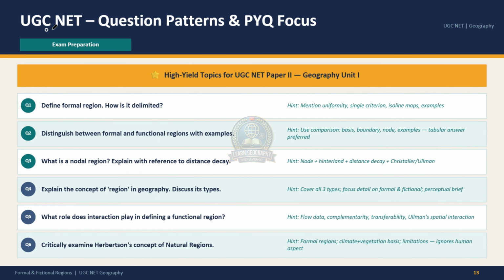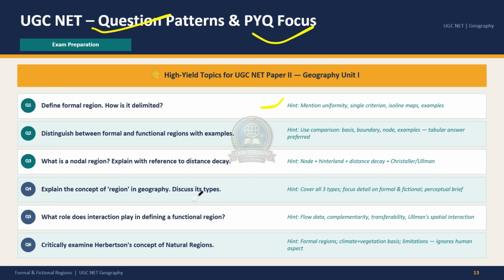Okay, some UGC NET questions, patterns and PYQ focus. Define formal region, how is it delimited? Mention uniformity, single criterion, isoline maps, examples. Distinguish between formal and functional regions with examples. Use comparison, basis, boundary, node and examples. Tabular answer preferred. What is a nodal region? Explain with reference to distance decay. Hint: node plus hinterland plus distance decay plus Christaller and Ullman.